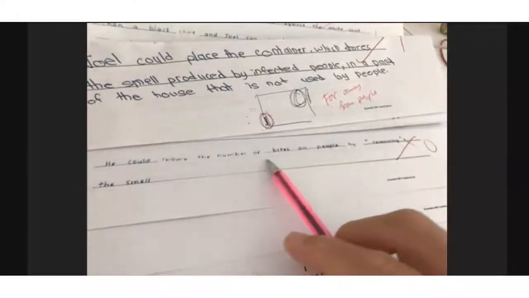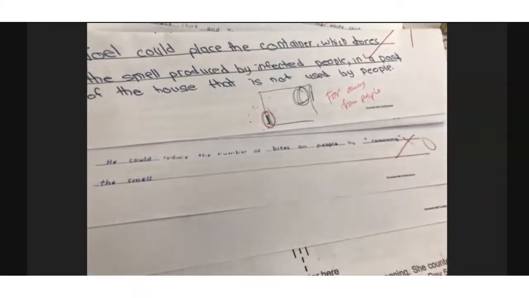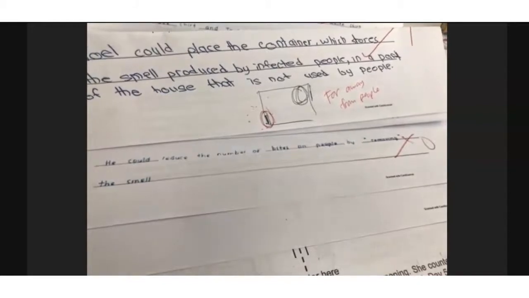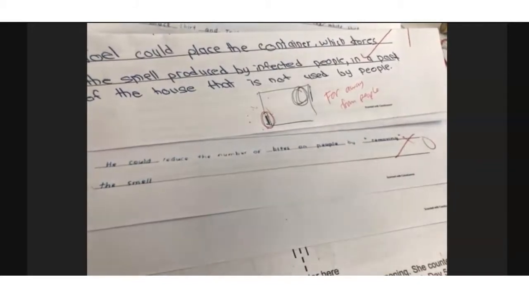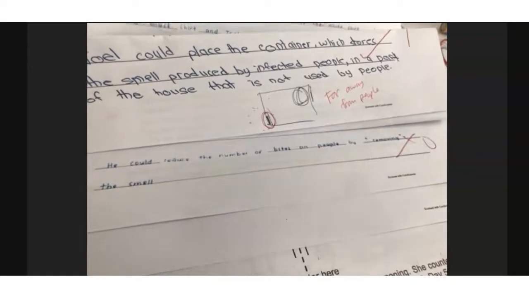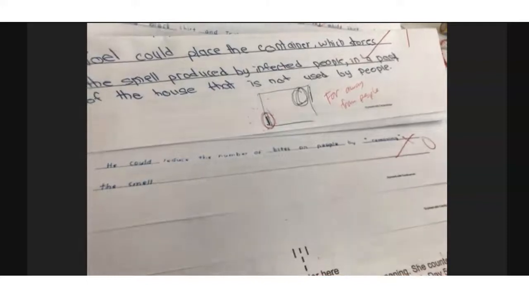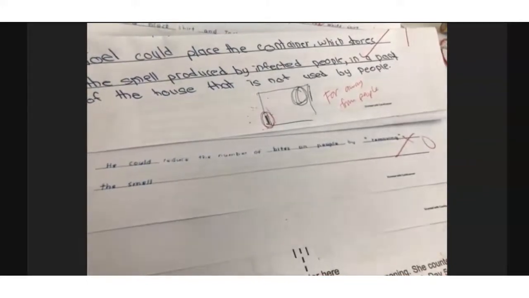He could reduce the number of bites on people by removing the smell. The thing is, the smell is not on the normal people because usually people are not affected by malaria, right? So this is to use this, knowing this characteristic of mosquitoes, that will be attracted to this smell produced by children with malaria. Use this smell to draw them away, to attract them elsewhere. So this idea doesn't work. We cannot remove the smell from me because I don't have the smell because I was not infected by malaria. And most people aren't infected by malaria. So this idea cannot work.